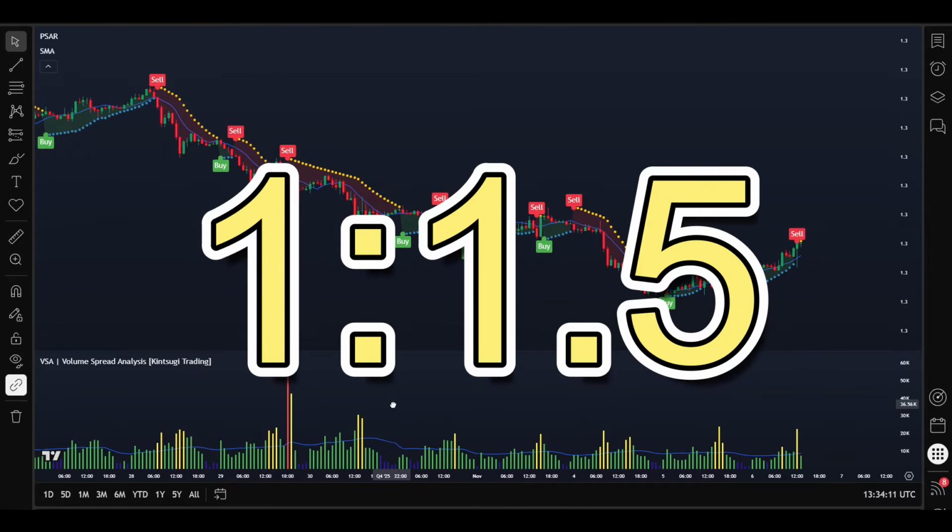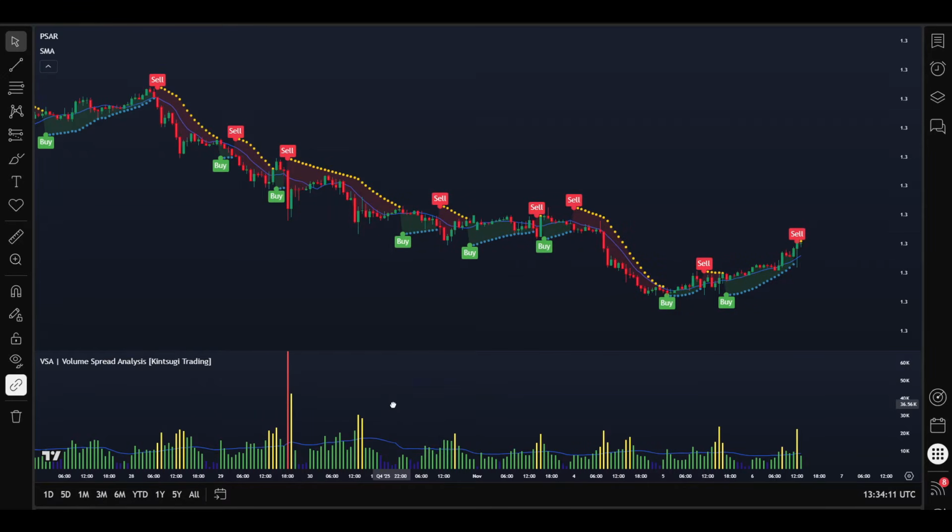Risk to reward stays fixed at 1 to 1.5, so results are easy to compare. I'll show one long example and one short example you can copy step by step.